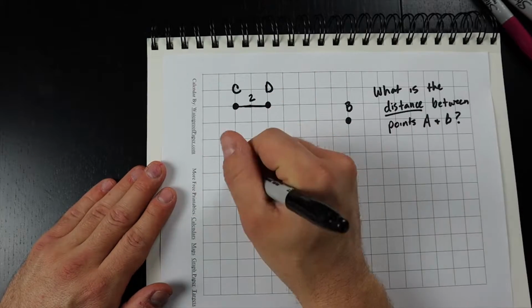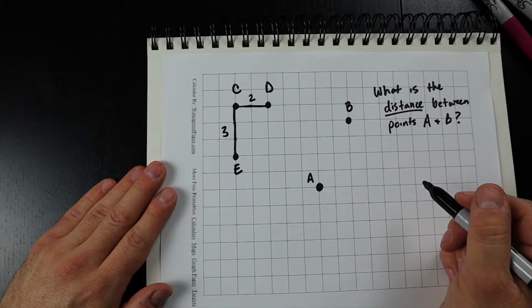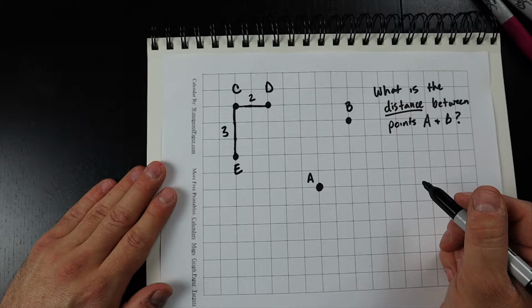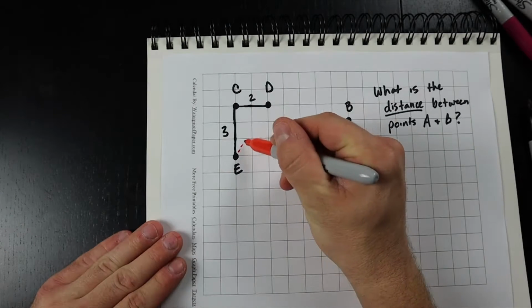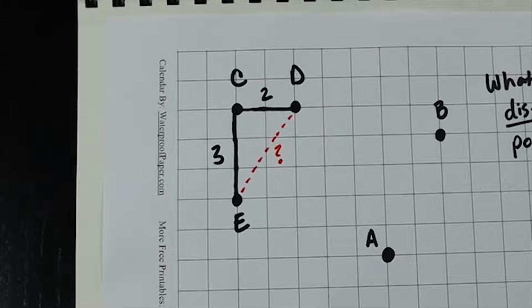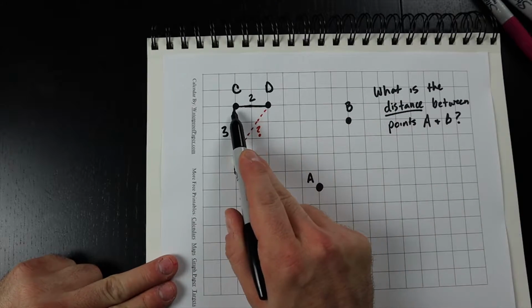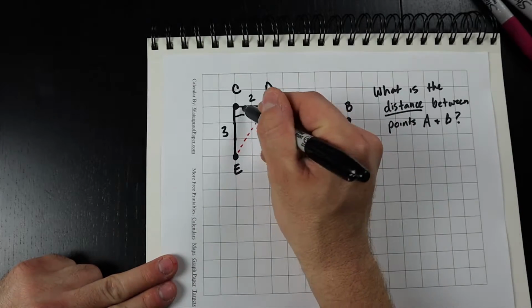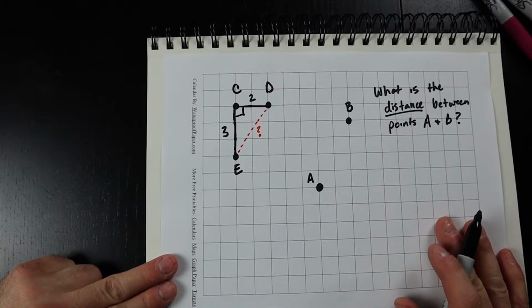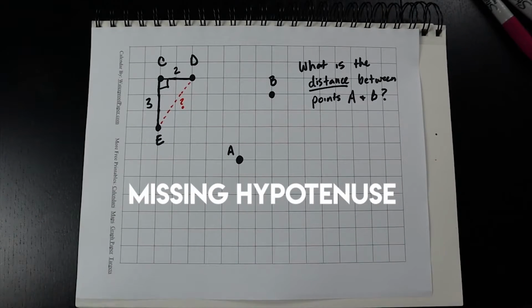Same with C and E. I can count the distance between them, which is 3. But if we wanted to find the distance between E and D, we're stuck, because the 2 points are not on the same line, causing the distance between them to be diagonal and difficult to measure. Like if you're us, tracing these distances has formed a triangle, a right triangle, with a missing hypotenuse.